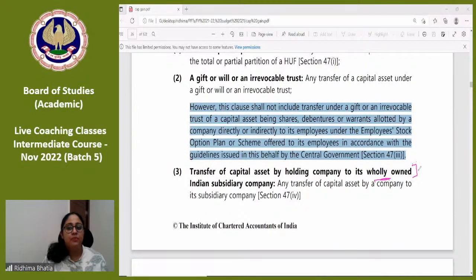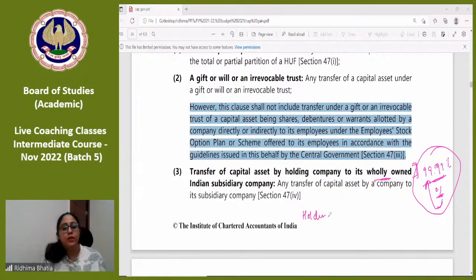Now you will say, ma'am, 100% कैसे हो सकता है? At least 2 shareholders are always required. When 99.99% shares are held by holding company and 0.01% by a nominee person, who ultimately is a nominee of the holding company, that is called 100% holding company. Okay? So this is your accounts concept.